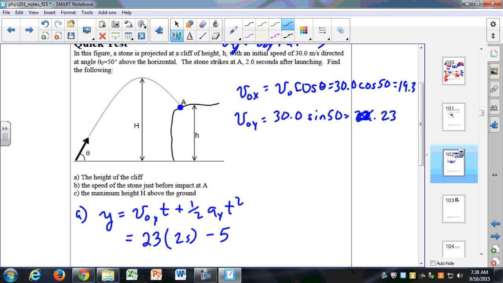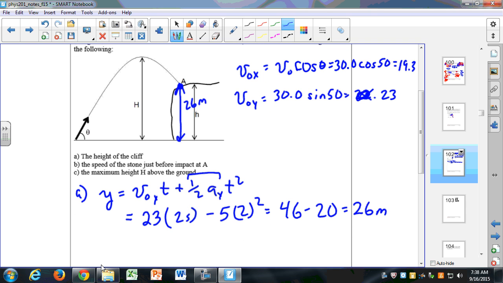Minus 5, that's just the 1/2 of negative 10 times 2 squared. And I get my y position as 46 minus 20. So that's equal to 26 meters. So it tells me that this distance from here down to the ground is 26 meters. All right.